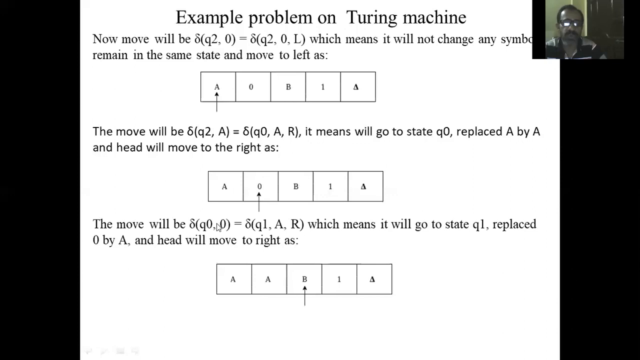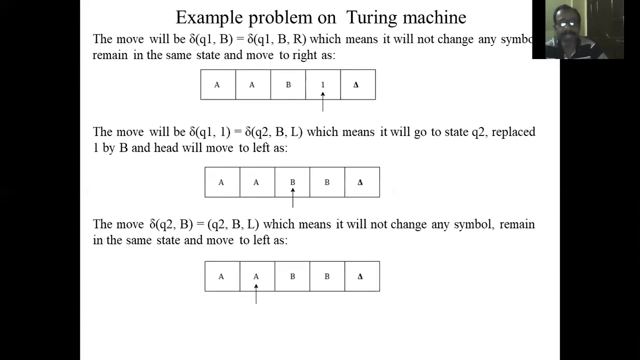So delta of Q0 on 0 is Q1 A R. Replace this 0 with capital A and move right by one cell. Then what is the symbol here? B. Then simply skip B also. So delta of Q1 on B. Earlier we skipped zeros for reaching the first 1. Here we need to skip 0 as well as B, because our target is once we change 0 as capital A, we need to change 1 as capital B. Okay? So delta of Q1 on B also, we need to skip this B.